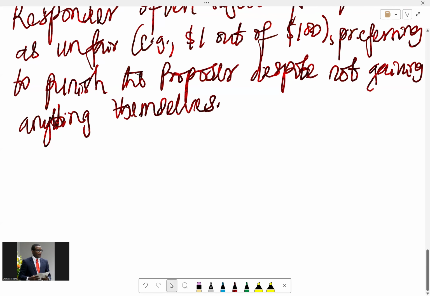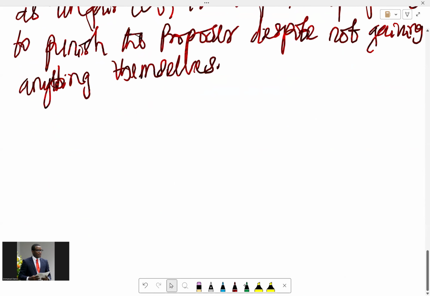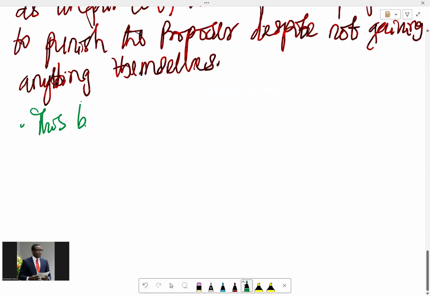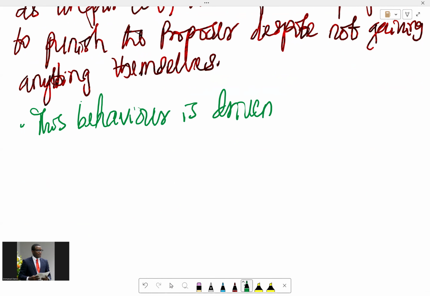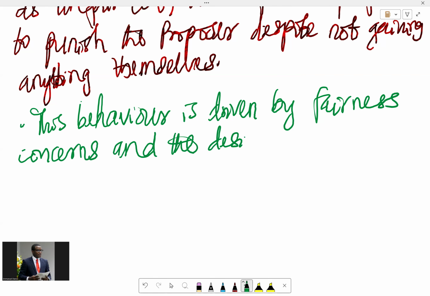So this behavior is driven by fairness concerns and the desire for reciprocity. Instead of allowing the proposer to go home with $99, the responder would rather forfeit their own $1 and make the proposer also lose their $99.